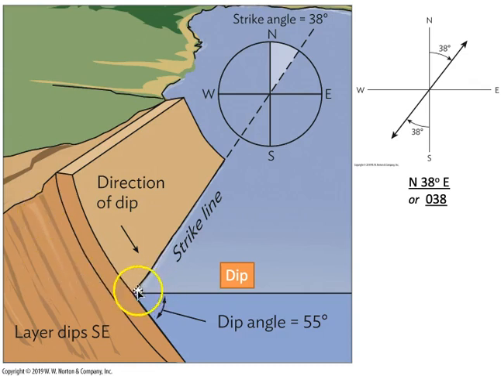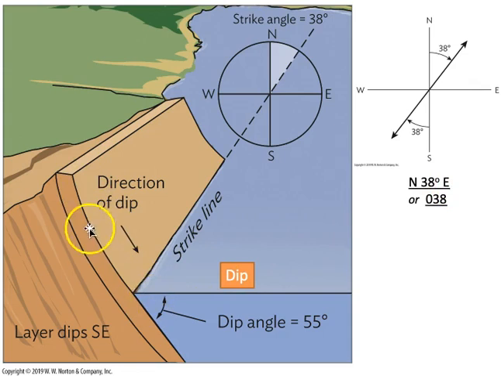Strike is the orientation of strata relative to north. We define the strike as the line of intersection created when the strata intersects a horizontal surface. In this case, the horizontal surface is being depicted by a lake. The surface of a lake, of course, would be horizontal. So as the strata pokes out of the water, the contact line between the strata and the lake surface is our line of strike, which would be measured relative to north. In this case, here's north. The line of strike is 38 degrees to the east of north, or north 38 degrees east.